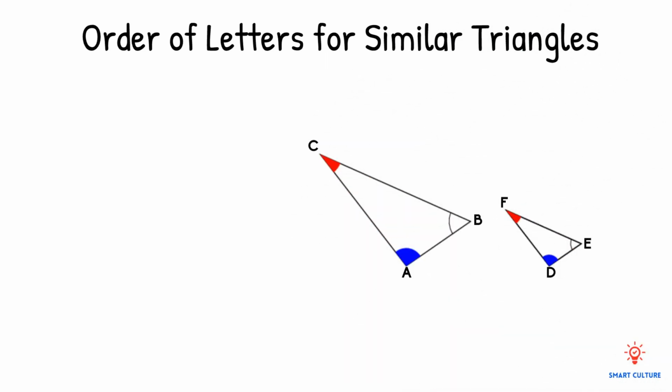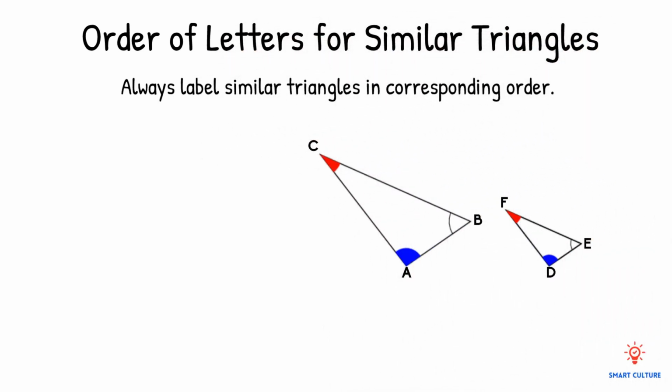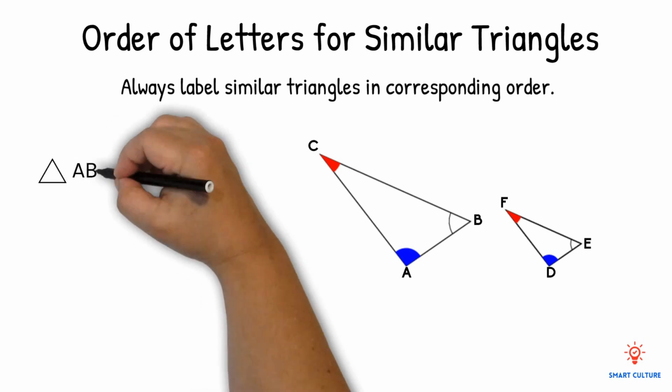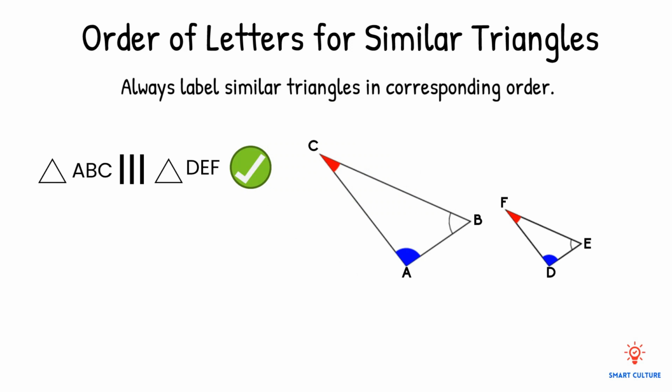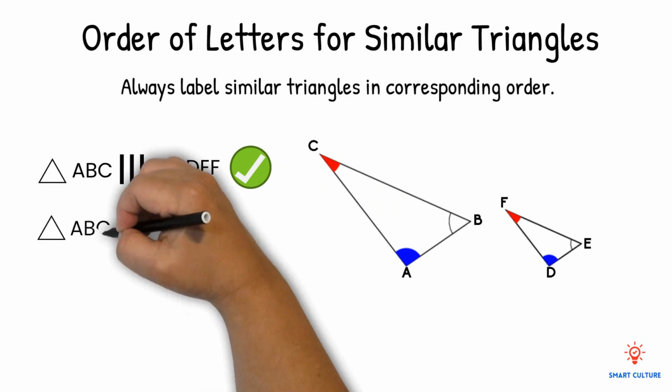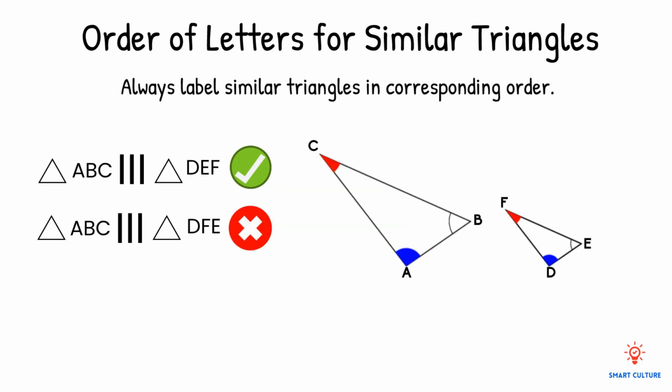We also need to talk about the order of letters for similar triangles. A lot of students get this wrong. Remember to always label similar triangles in corresponding order. For example, triangle ABC is similar to triangle DEF. This is correct, while triangle ABC is similar to triangle DFE will be incorrect.